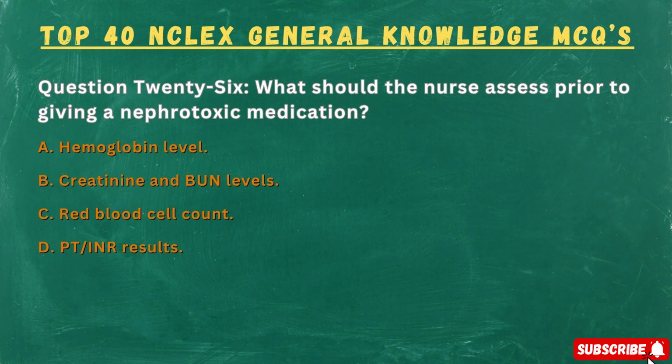Question 26. What should the nurse assess prior to giving a nephrotoxic medication? A. Hemoglobin level. B. Creatinine and BUN levels. C. Red blood cell count. D. PT/INR results. Answer: B. Creatinine and BUN levels.